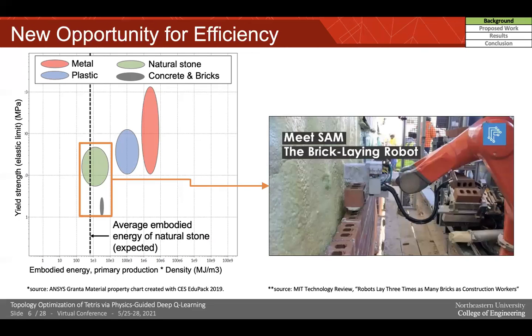In the meantime, the advancement of robotic construction is expected to improve the efficiency of masonry construction, as it can eliminate labor-intensive work such as bricklaying shown in the slide. Especially if the robotic technology can automate natural stone masonry, it will become an even more attractive option for sustainability, as natural stones have higher strength with lower embodied energy.